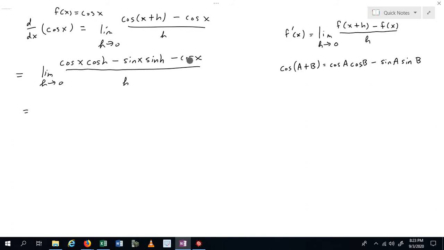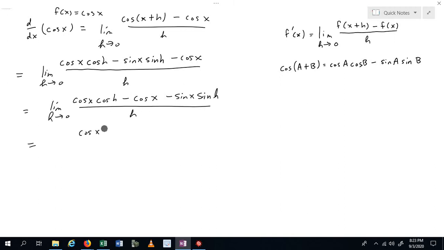And again, we're going to take this first term and this last term and put them next to each other, and then factor the cosine of x out of those two terms. Okay, so let's factor that cosine of x out. That's going to leave us with cosine of h minus 1. Then I'm going to break this up again into two fractions, since this h divides these two terms and this term.